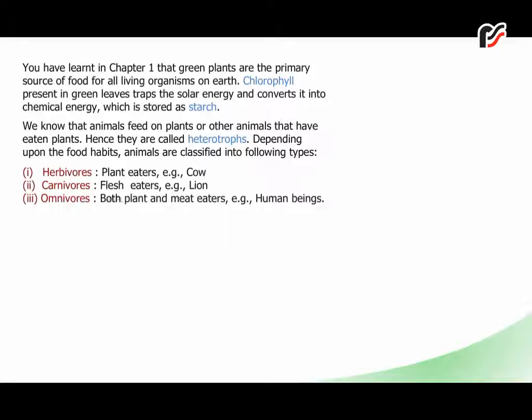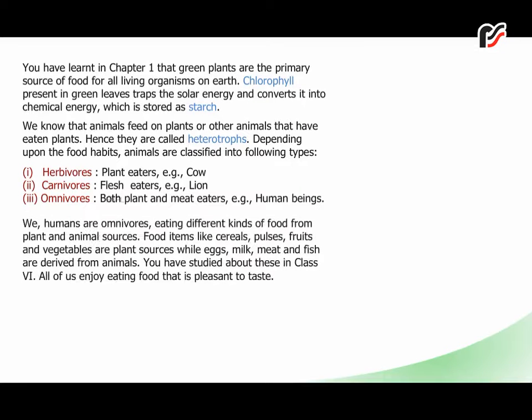Herbivores, plant eaters, example, cow. Carnivores, flesh eaters, example, lion. Omnivores, both plant and meat eaters, example, human beings. We humans are omnivorous, eating different kinds of food from plant and animal sources.